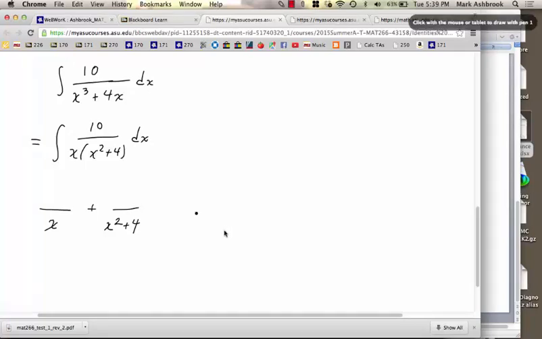Numerator for the first one: A. Numerator for the second one: okay, look, this is power 2. This polynomial here is power 2, so we need one less up here, which would be bx plus c. When your base polynomial in the denominator is power 2, you need a linear factor in the numerator, which is bx plus c.